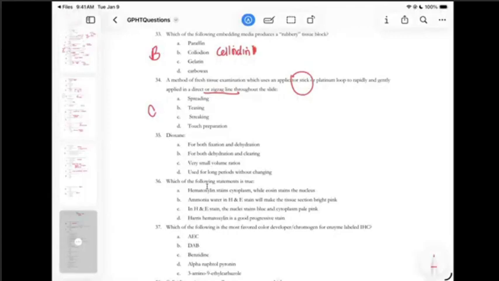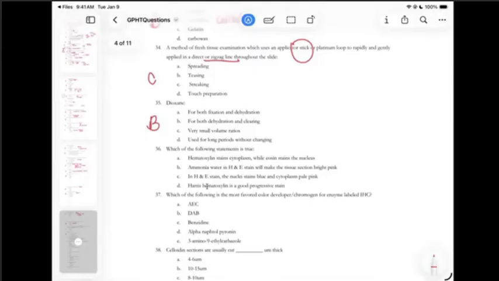Okay, number 35, dioxane. So dioxane, we use that as a reagent for dehydration and clearing. So we consider dioxane as a universal solvent. Universal solvent yan, no? So it is able to dehydrate and clear at the same time, no? So minimal yung distortion dyan. Yun nga lang medyo delikado. So medyo toxic. You have to use it in a well-ventilated room.